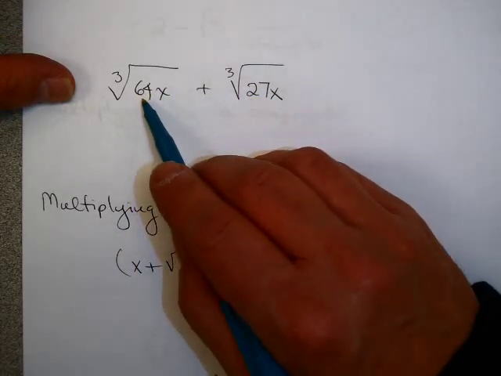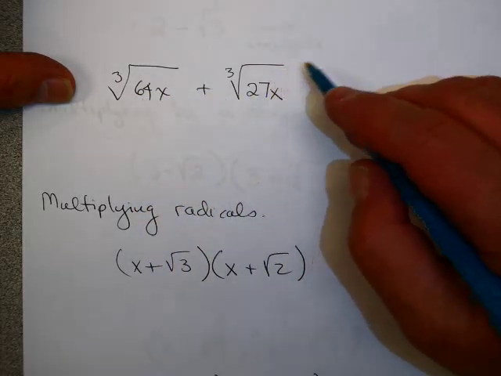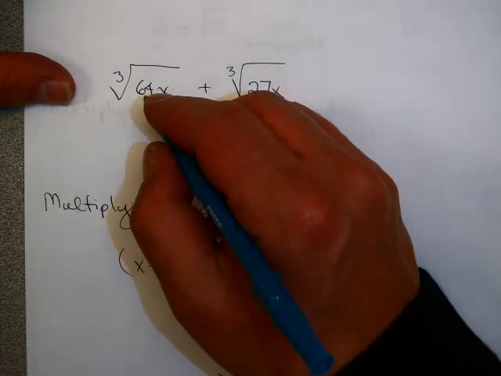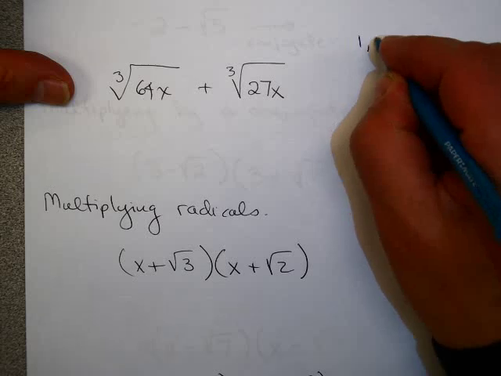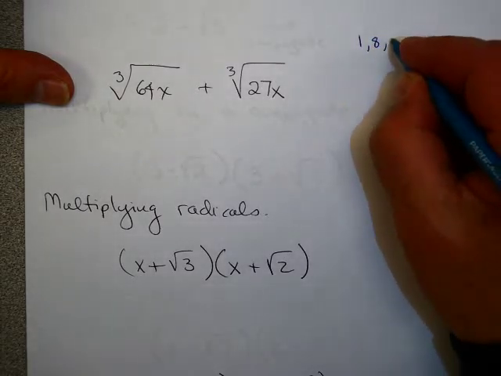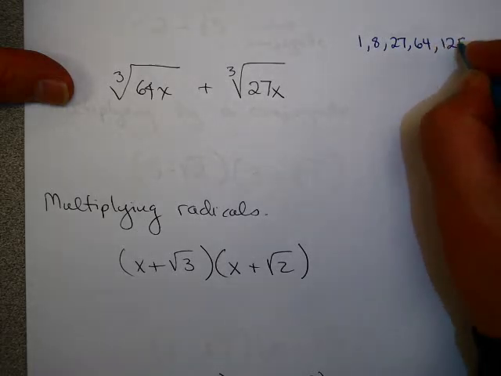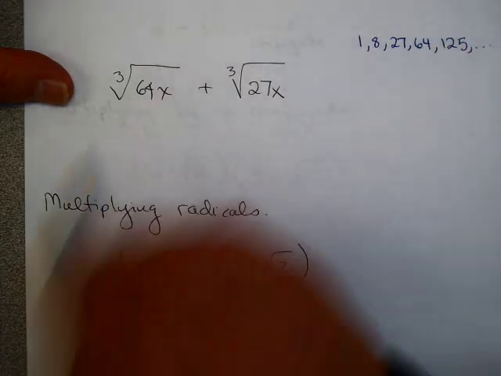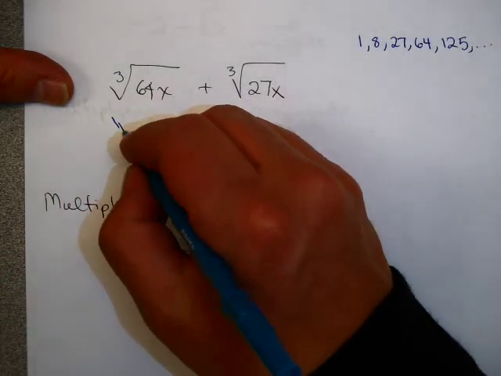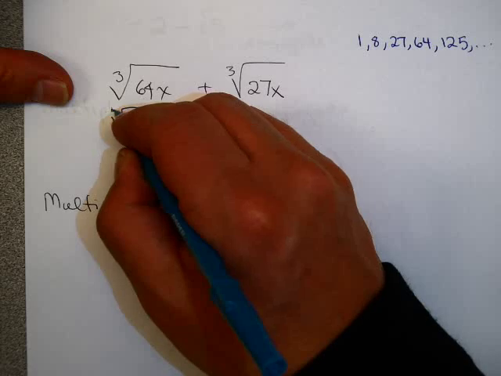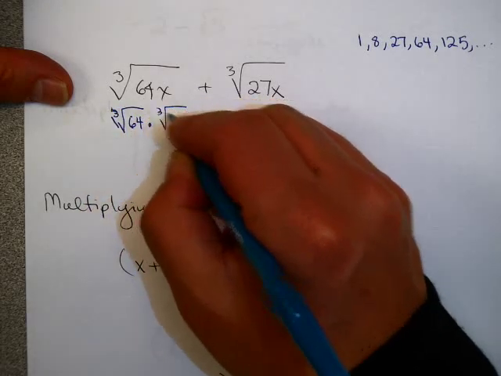With cube roots, again, looking at this problem, you might think there's no way to simplify them. But remember, we can simplify these radicals first before we try to add them. So we might take a look at what are the perfect cubes. You remember them? They're 1, 8, 27, 64, 125. Any of these go into 64? Well, sure, that is a perfect cube itself. It's just the cube root of 64 times the cube root of x.